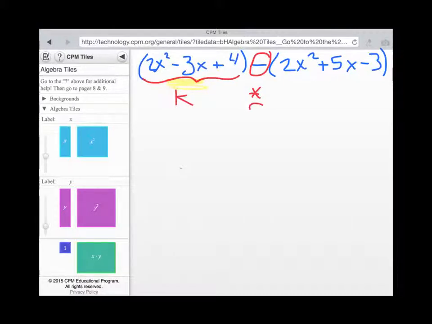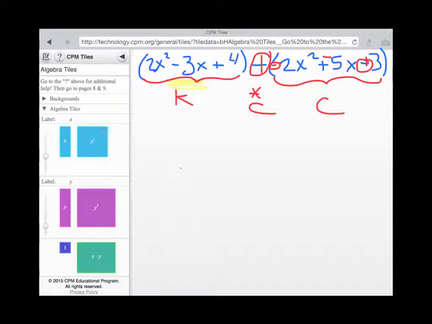I'm going to change my subtraction to addition, and then I'm going to change all the signs inside my next parentheses. So that means this 2 right now is a positive 2. I'm going to make it negative. This 5 is a plus 5. I'm going to make it a negative. This 3 is a minus 3, I'm going to make it positive.